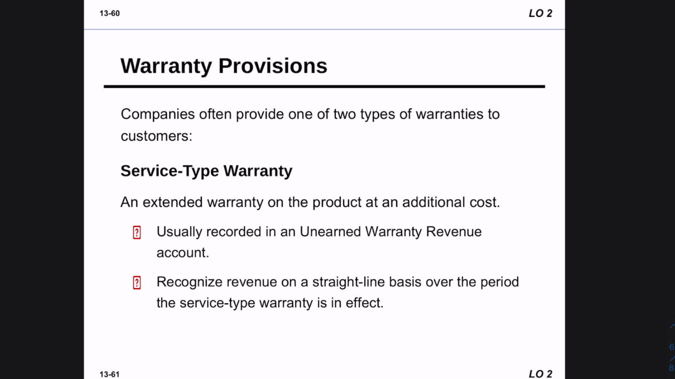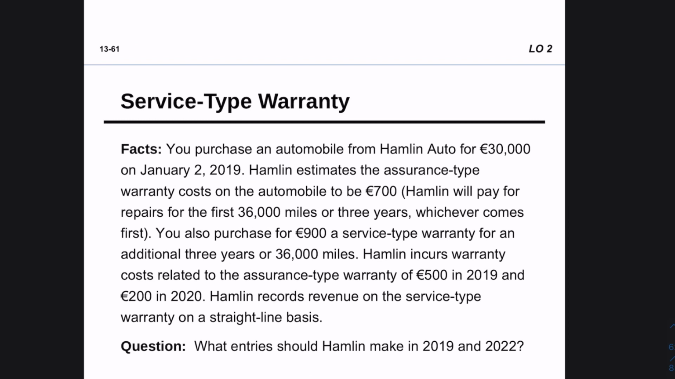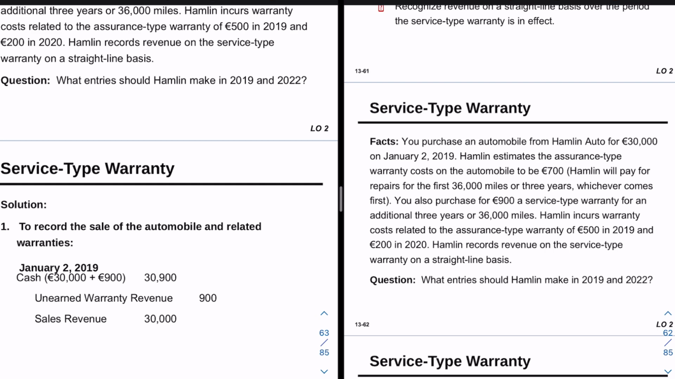Since you will have an extended warranty, you have to pay some cost. And this additional cost for the company is considered as a revenue, because you're paying additional costs. But the company will not record it as revenue at the beginning. Only when the warranty expires will they earn it. So it is usually recorded as unearned warranty revenue, which is a current liability, and they recognize revenue on a straight line basis over the period the service type warranty is in effect. So we will see an example to make it more simple.